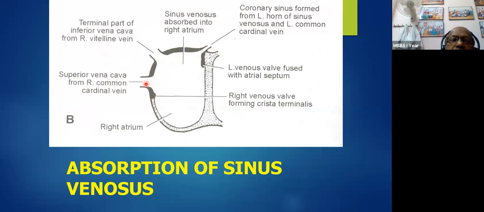Important for MCQ: the right common cardinal vein forms the superior vena cava, the right vitelline vein forms your inferior vena cava, and your left horn of the sinus venosus forms your coronary sinus. All are opening into the right atrium. So that is the development of the right atrium. It is very, very important. The right atrium is already a very important essay question for you. In that, in one subdivision, maybe you will add a note on its development. Okay, so that is important.